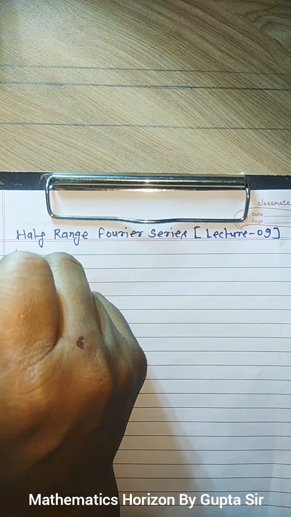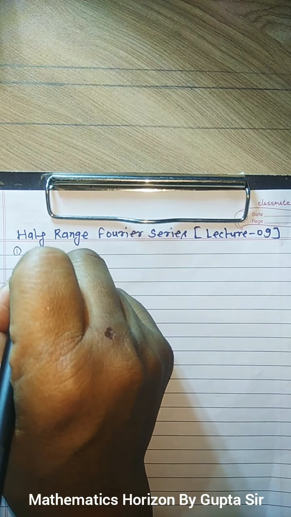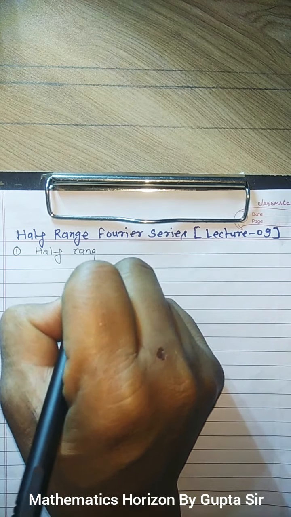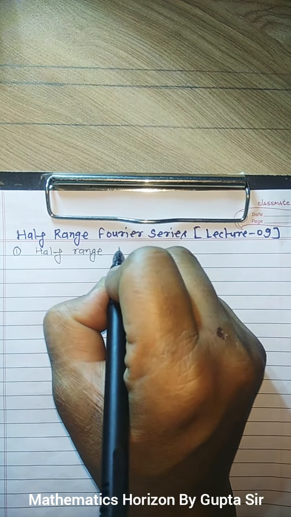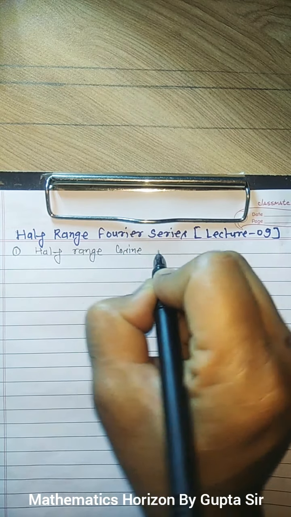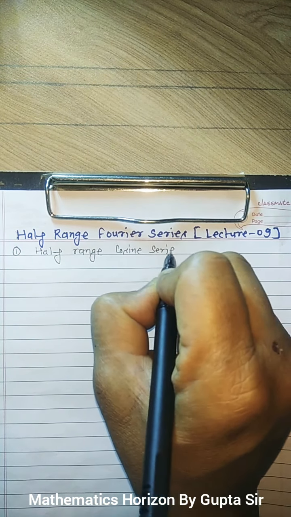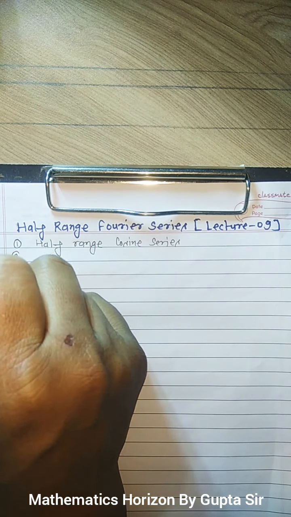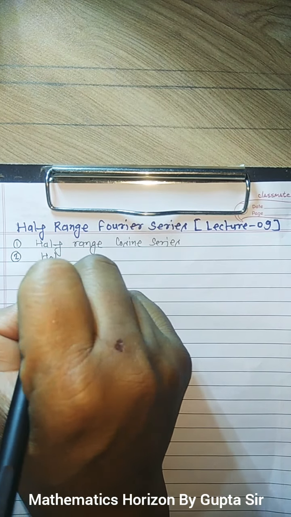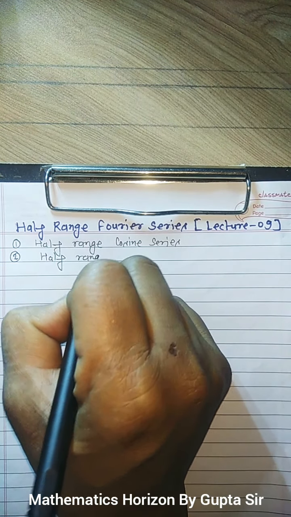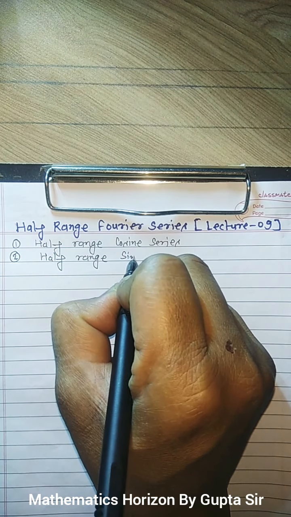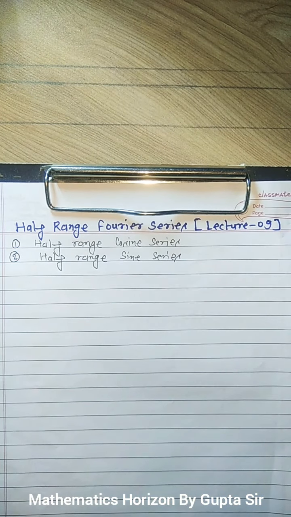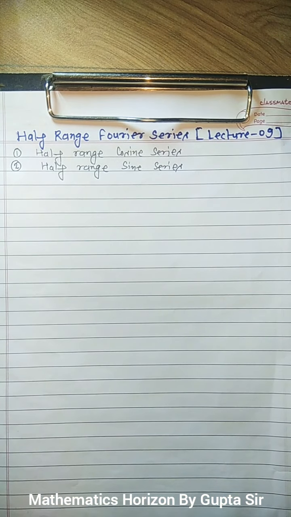Number one, we have the half-range cosine series, which contains only cosine terms, and number two, the half-range sine series, which contains only sine terms.